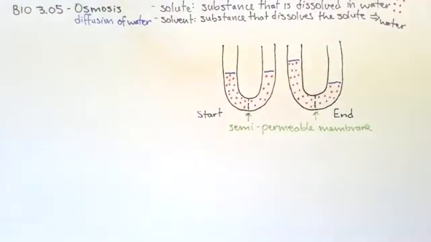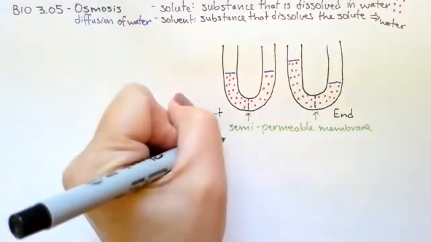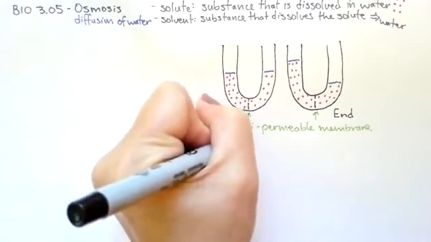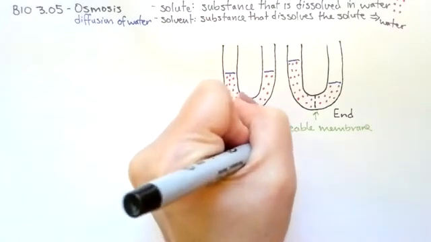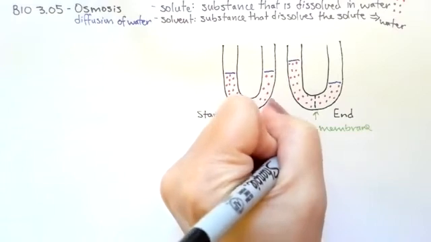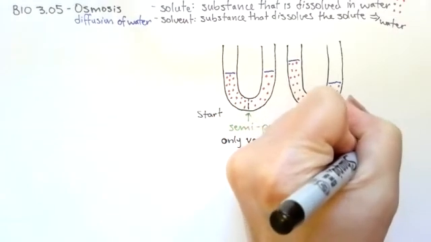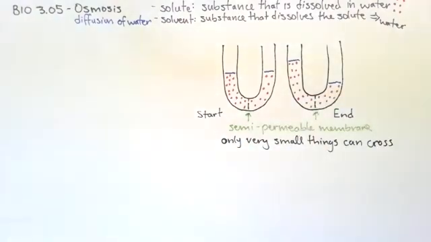What that means is only small substances can cross the membrane. Only very small things can cross. And guys, the cell membrane is a semi-permeable membrane. That's why we said in the last video that only oxygen, carbon dioxide, and water can get across that membrane.